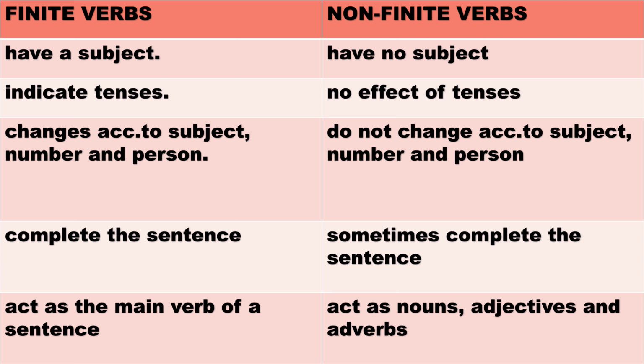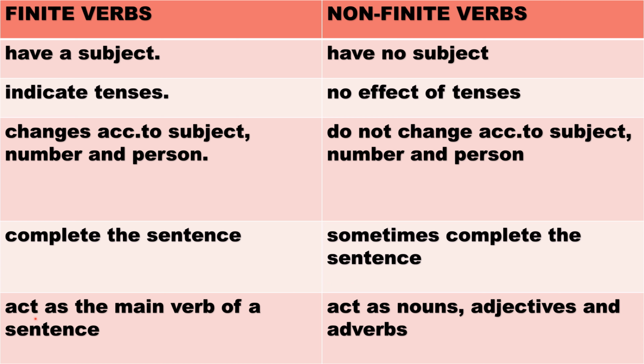Finite verbs indicate tenses. They tell us which tense we are talking about, present, past or future. But in non-finite verbs, there is no effect of tenses. Finite verbs change according to subject, number and person, but non-finite verbs do not. Next, finite verbs complete the sentence, whereas non-finite verbs sometimes complete the sentence, not always.